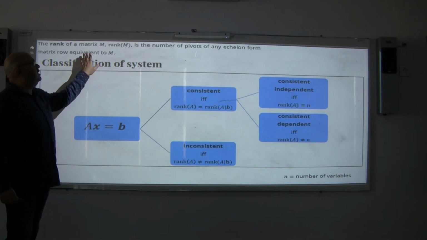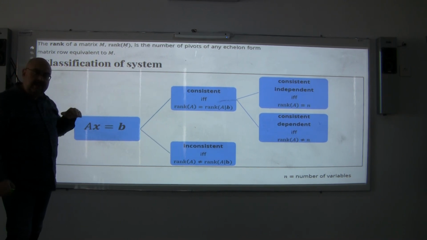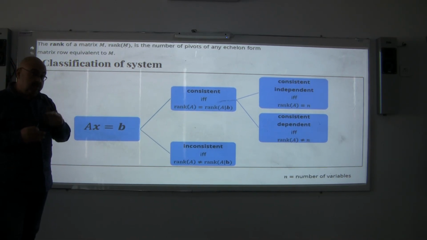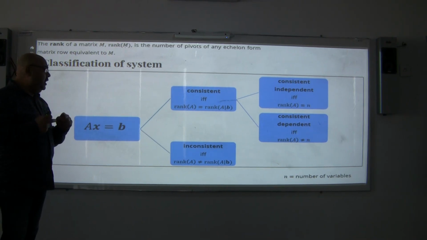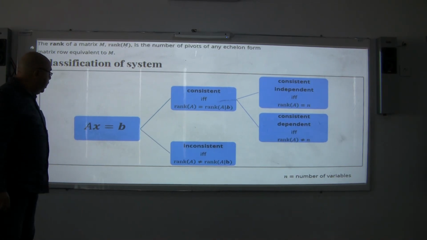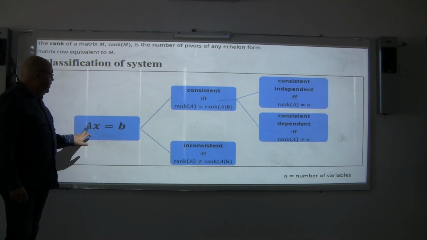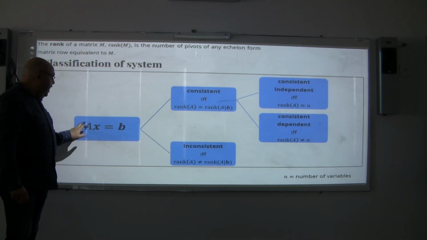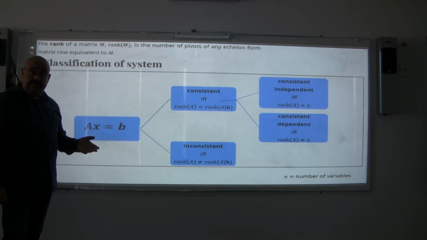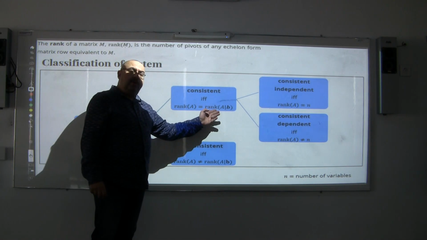Also, we explained what the rank is. The rank is the number of non-zero rows in the reduced echelon form or in an echelon form. Based on the rank, we can also classify the solution of a system of equations. Based on the system arrangement AX equals B, A is the coefficient matrix, X is the unknown, and B is the independent column. We will check if rank A equals the rank of the augmented matrix.